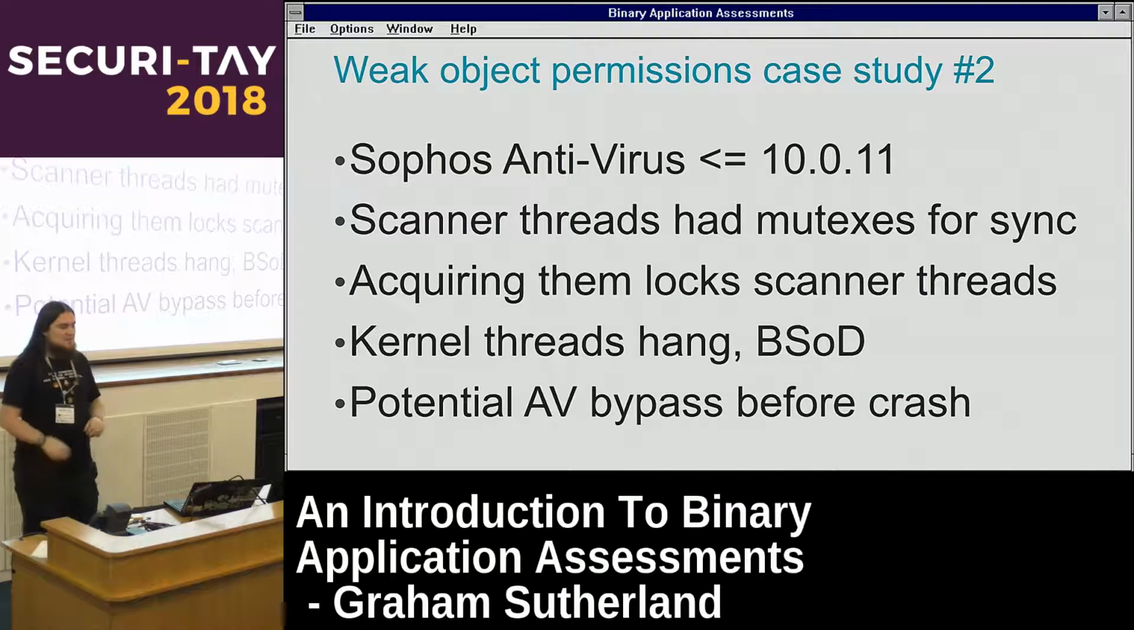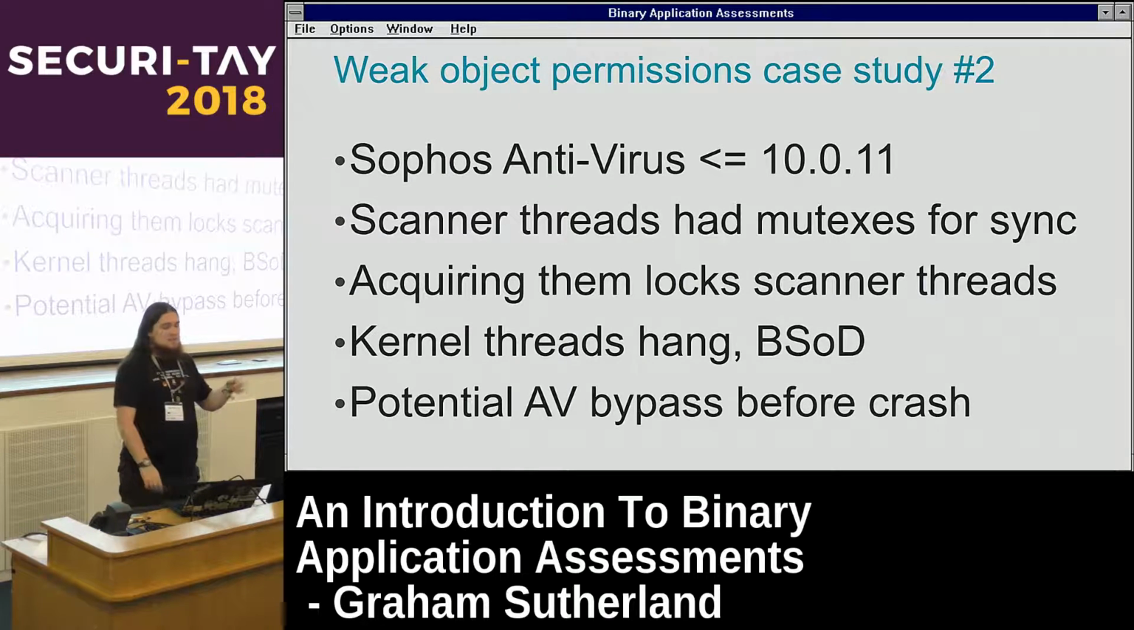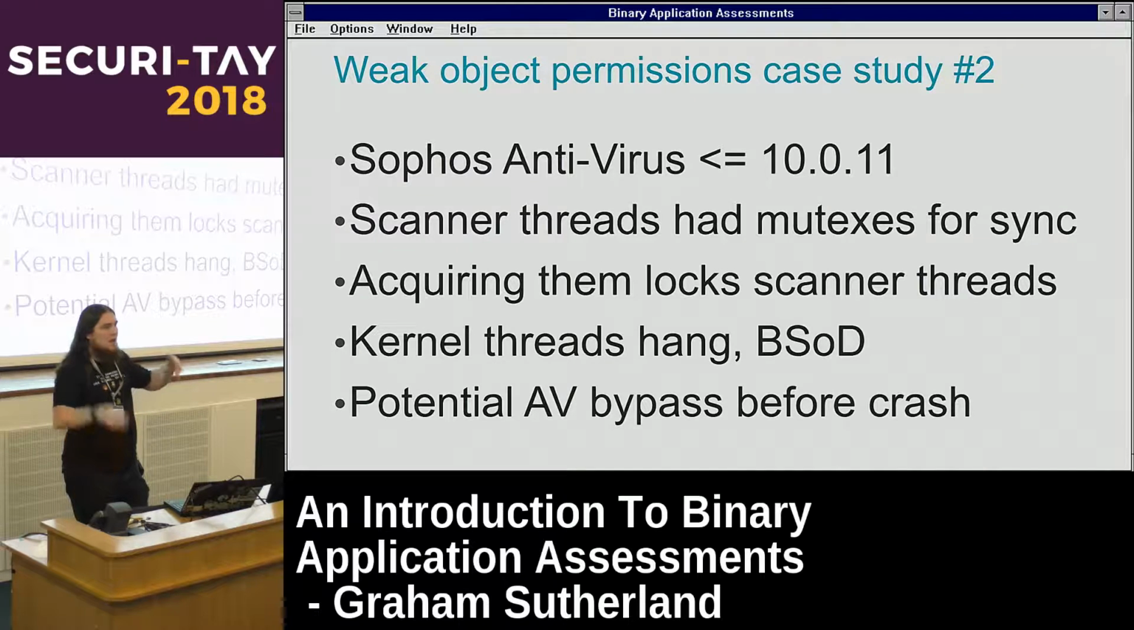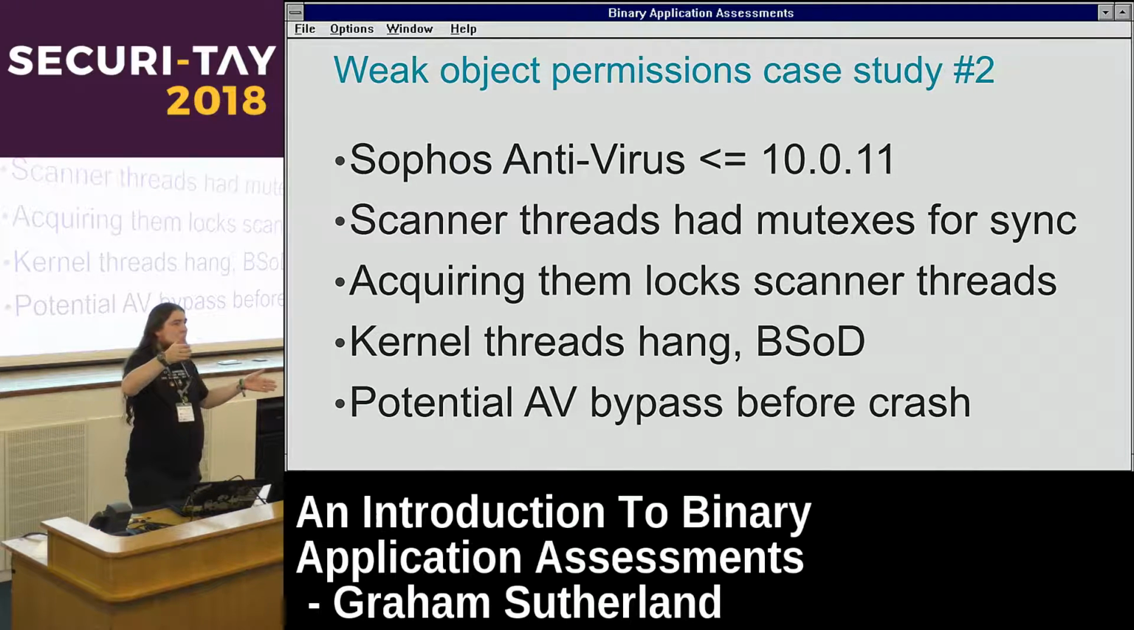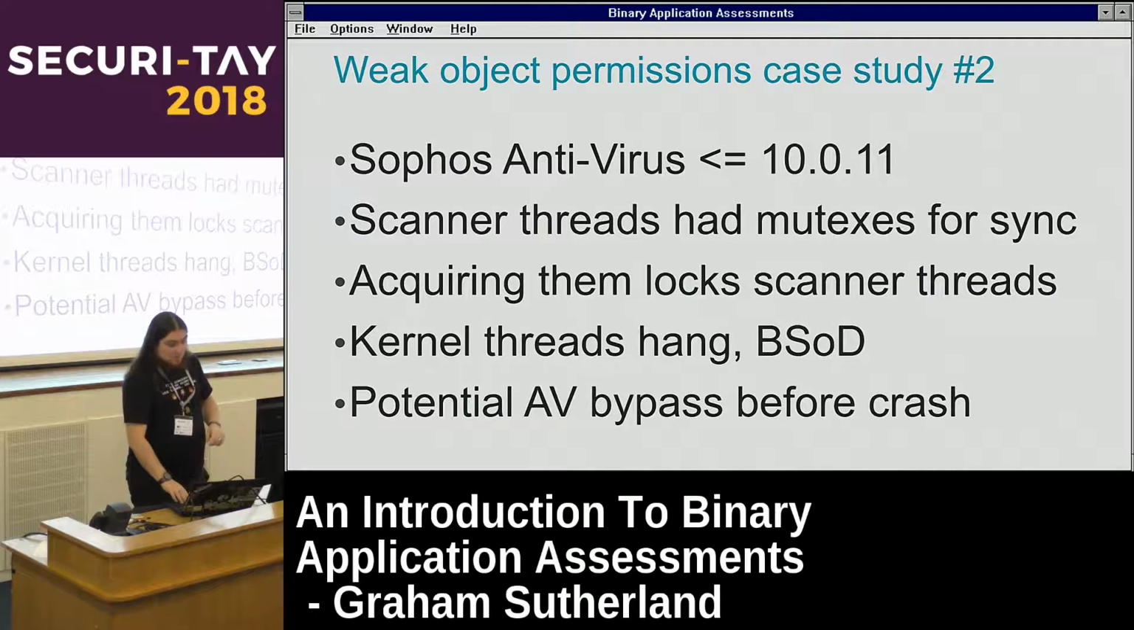Weak object permissions, case study 2. Sophos antivirus had this issue where there was a bunch of mutexes used by the scanning drivers, but they were not protected. You could acquire all the mutexes, all of the scanning threads would then stop, and you could basically halt the AV scanning. Eventually the OS sees it as a kernel thread hanging, and then BSODs the box. But in the time between, which I think is 15 seconds or something, you can essentially do anything you like, and the AV can't stop you, which is quite fun.